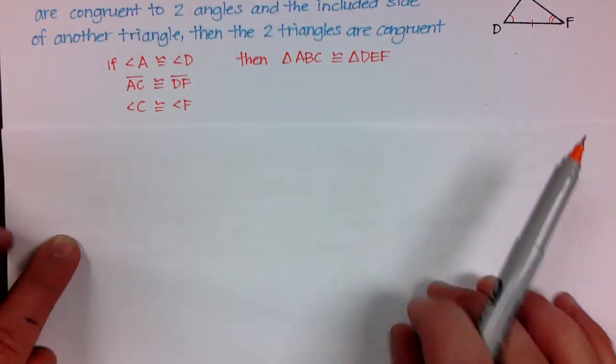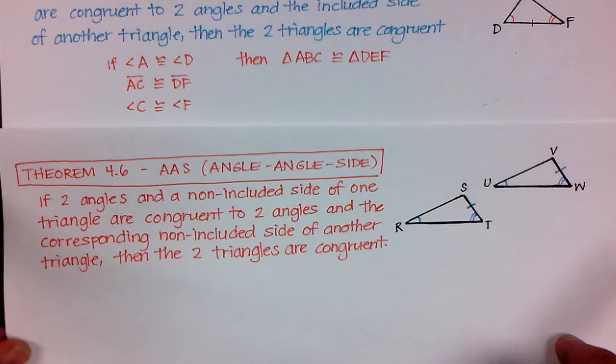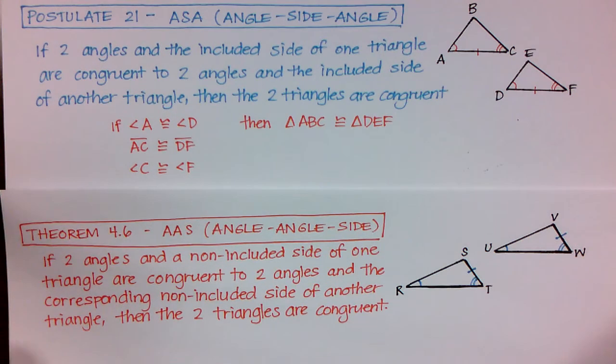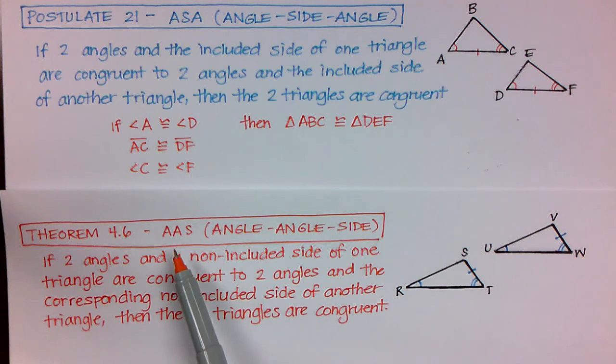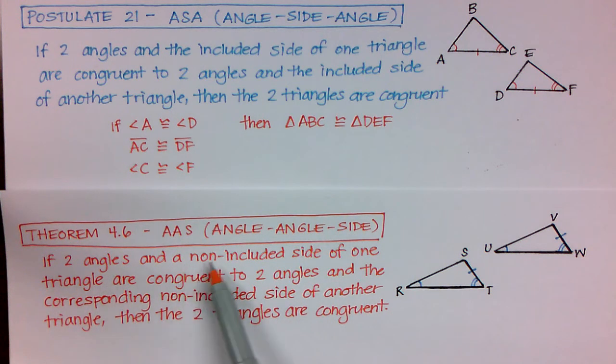The second one that we're going to talk about is theorem 4.6, and it's very similar. Maybe I'll lower that a little bit so we can have both of them. And what it says is angle, angle, side. That's what AAS stands for. So two angles and then a side. So it says if two angles and a non-included side, this means the side is not in between those two angles. It can be on the outside.